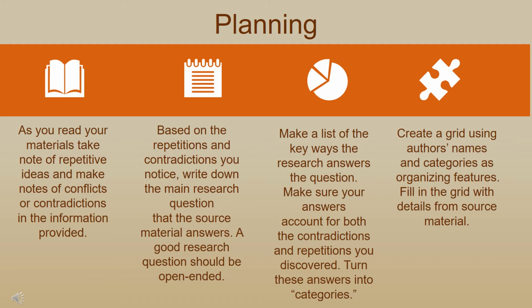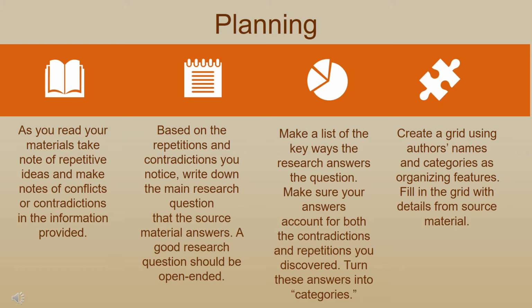First, as you read your materials, take note of repetitive ideas and make notes of conflicts or contradictions in the information provided. Second, based on the repetitions and contradictions you noticed, write down the main research question that the source material answers. A good research question should be open-ended. Third, make a list of the key ways the research answers the question. Make sure your answers account for both the contradictions and repetitions you discovered. Turn these answers into categories. Fourth, create a grid using authors' names and the categories as organizing features.